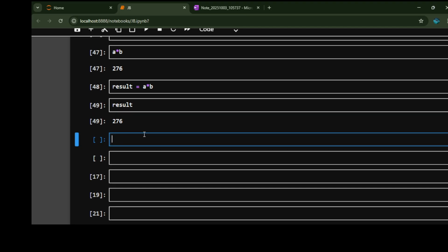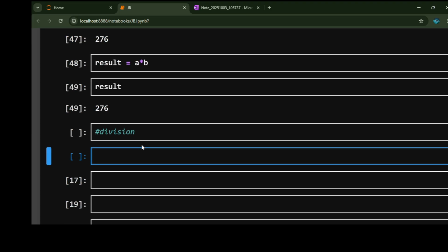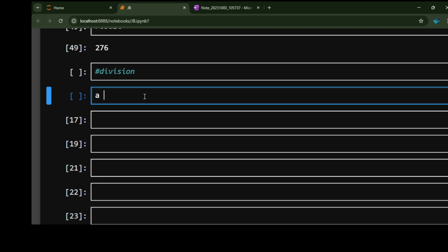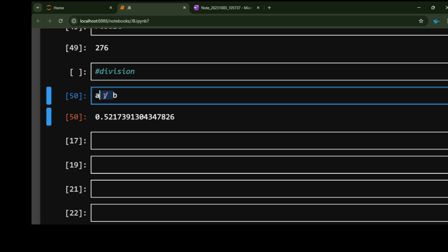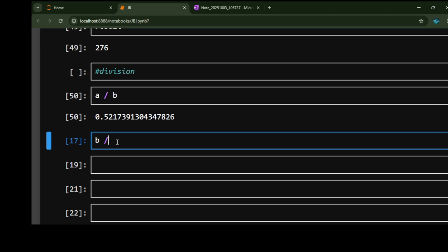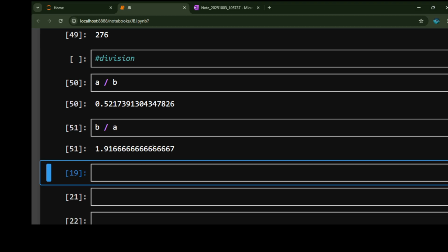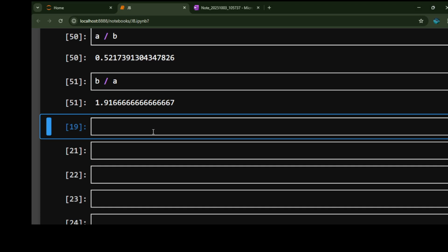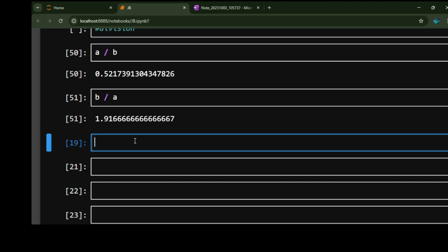The next operator is division. The division operator is having this symbol. The result is 0 point something something. If we proceed b divided by a, then the result will be 1 point something something. To understand this in detail, we need to take small example which are very connected to our practical life.